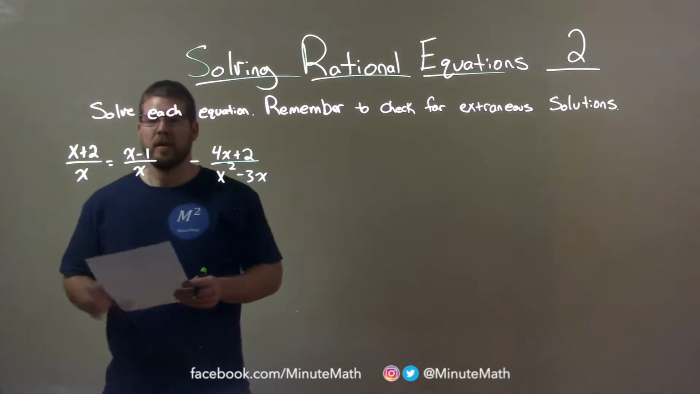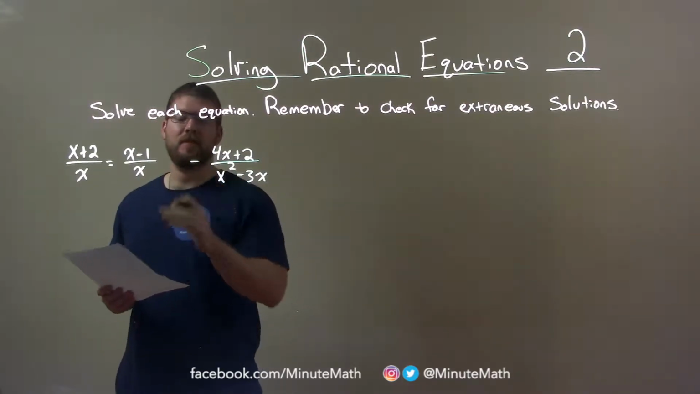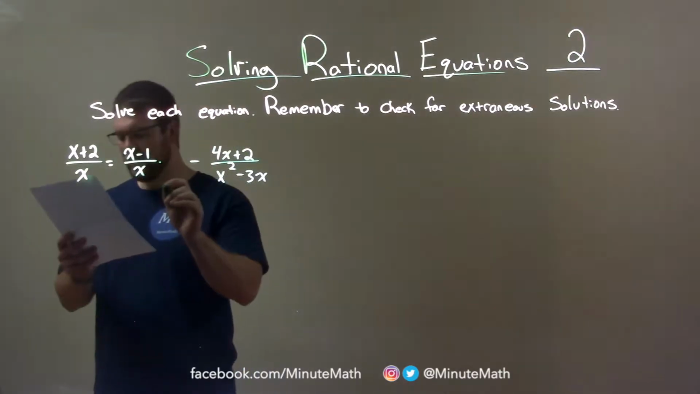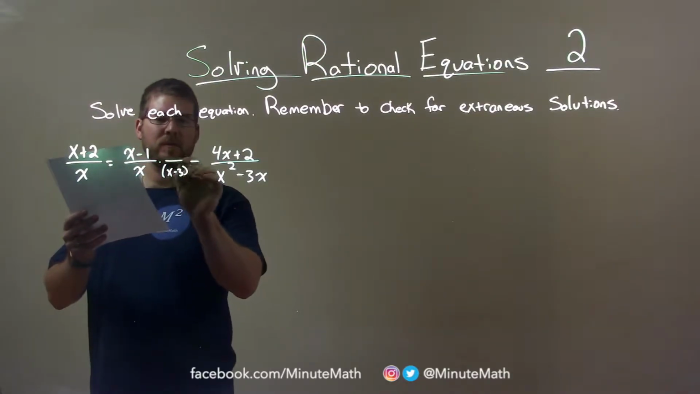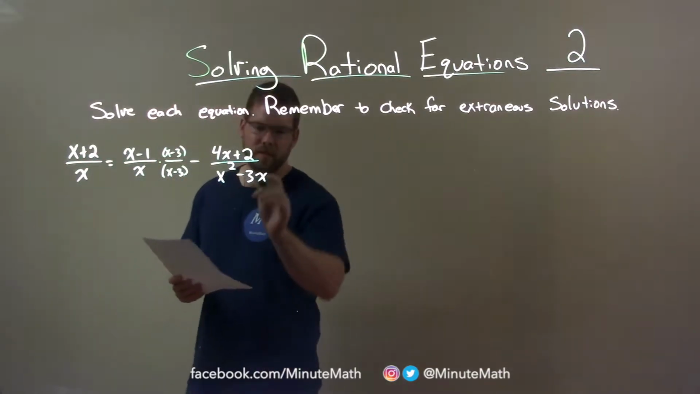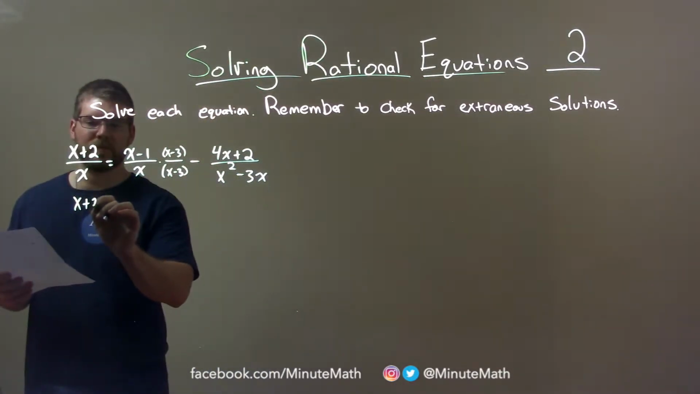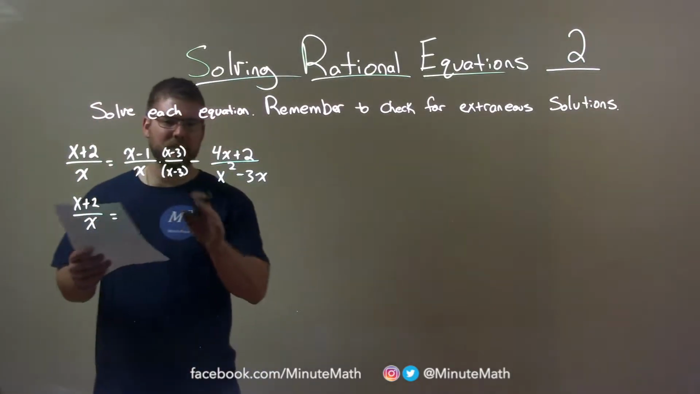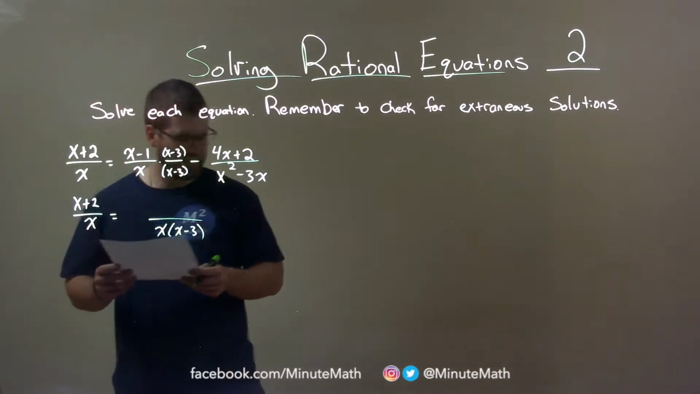So, what I want to do first is, well, I can only combine these two fractions if they have the same denominator. We have an x here and an x² - 3x. So if I multiply this one here by (x - 3) over itself, we can see x times x is x², x times -3 is -3x. We would then have the same denominator. So let's simplify a little bit. (x² + 2)/x equals, and this one down here, I'm actually going to leave in its separated form, x times (x - 3), and you'll see in a minute why.